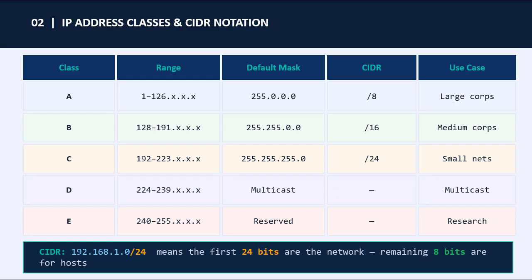The next thing we need to know is CIDR, which is classless inter-domain routing. It is the modern way we write subnet information. Instead of saying the subnet mask of 255.0.0.0, we'll say /8.